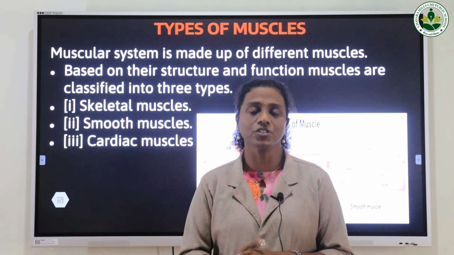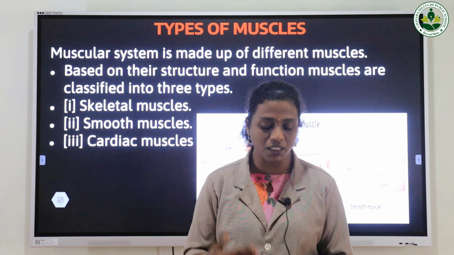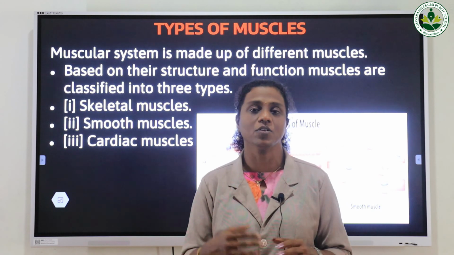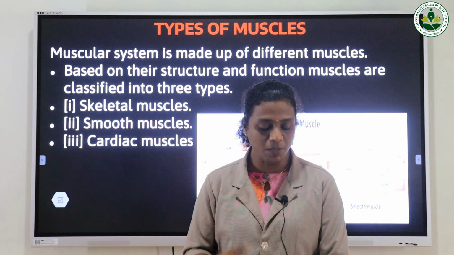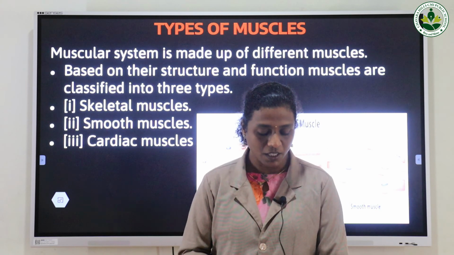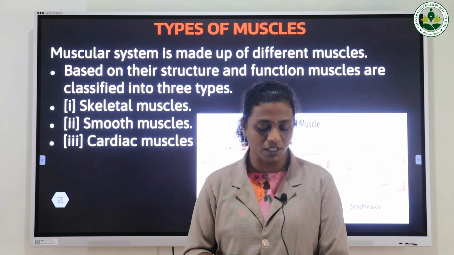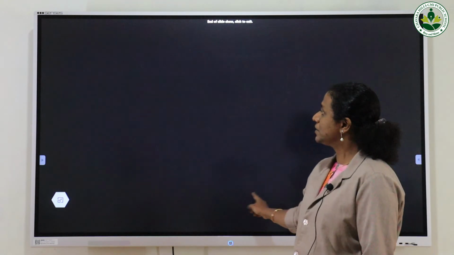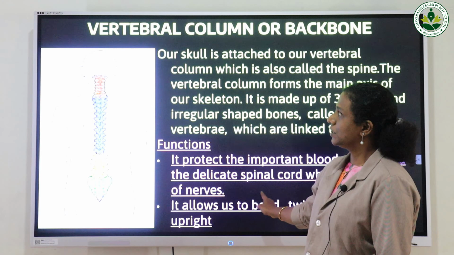So what are the functions of cardiac muscles? It helps in the rhythmic movement of the heart, and it also continuously pumps blood through the entire body. The cardiac muscle is also an involuntary muscle. So that much is the topic for your exam.